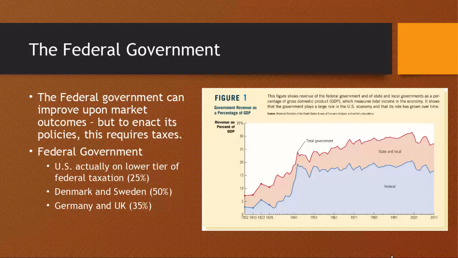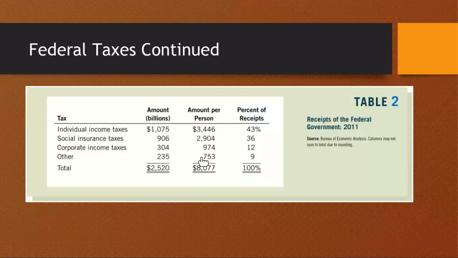Now, just to zoom in, what do the federal government's taxes look like? Well, at the individual income tax level, it collects $1,075 billion. And for social insurance, this is our second largest category. And then corporate income taxes, a much smaller category than both these two. And then other taxes, which could be things like tariffs. So in total, the United States collects about $2,500 billion worth of taxes.